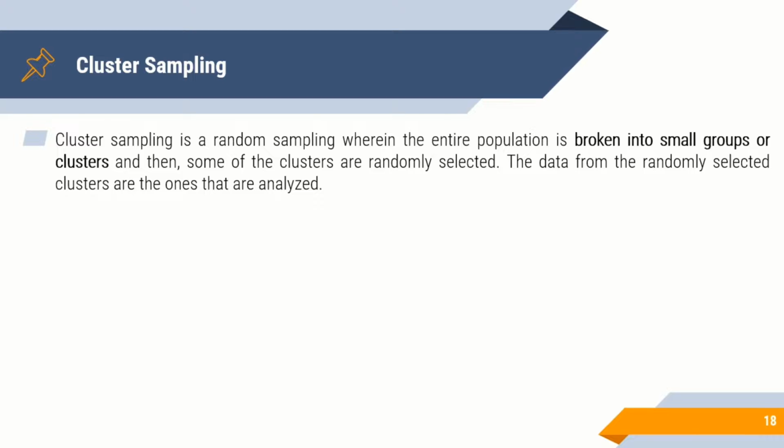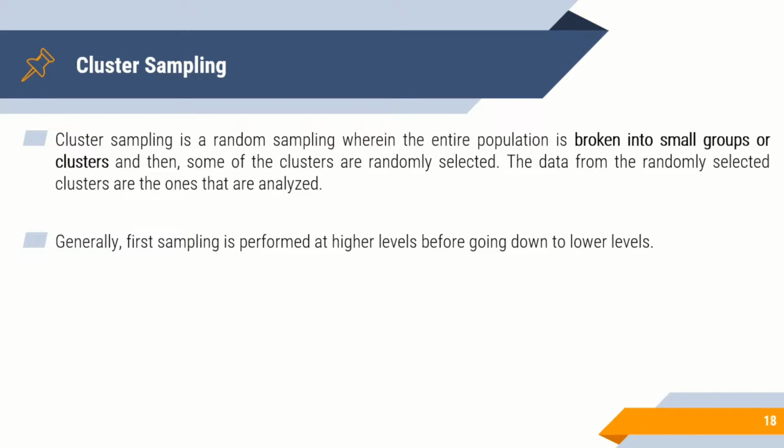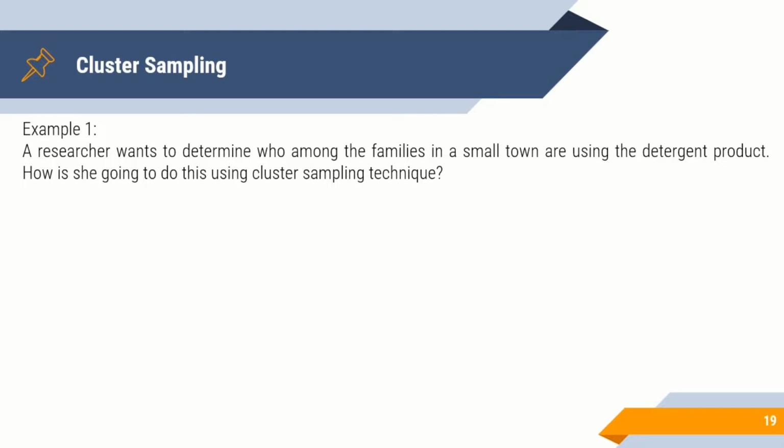A researcher wants to determine who among the families in a small town are using the detergent product. How is she going to do this using the cluster sampling technique? So first, divide the population into clusters. Use barangays as clusters. For example, for the small town of San Vicente, there are 6 barangays. So we divide the town of San Vicente into 6 barangays, which are Barangay Bantaway, Pudok, Poblacion, Bong, San Sebastian, and Bayubay.